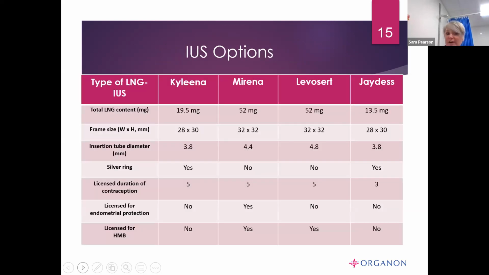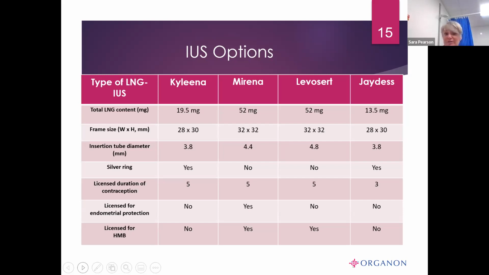And those are the different types of IUS that are available to women. So you've got Kyleena, Mirena, Levosert, and Jaydess. Kyleena is the 19.5 milligram device, which is licensed for 5 years, only licensed for contraception. Mirena is the slightly bigger dose and slightly bigger device as well, licensed for 5 years and also licensed for endometrial protection. Levosert is bioequivalent to Mirena, and then your Jaydess is the baby of the bunch. It's slightly smaller, and I think when it was first launched, the expectation was it would be suitable for nulliparous women because it's a little bit smaller and it's 3 years, and maybe that's their preferred choice.